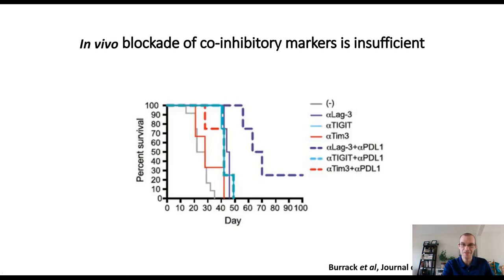So what's driving this? The first thing we tried was to block all these co-inhibitory markers in combination with PD-L1 blockade or individually. And clearly from the survival curve, that did not help. So messing with the phenotype at the end when they express all of these exhaustion markers is not effective. So we need to move upstream in the process.